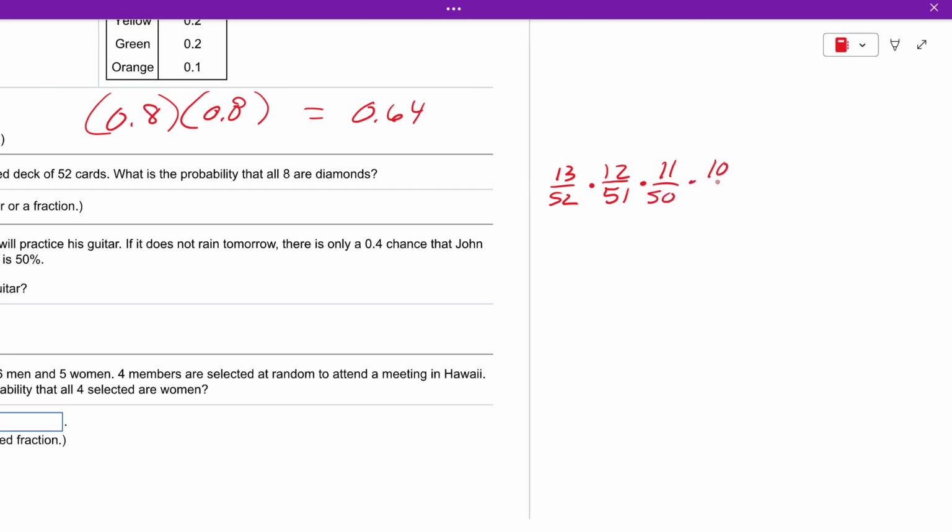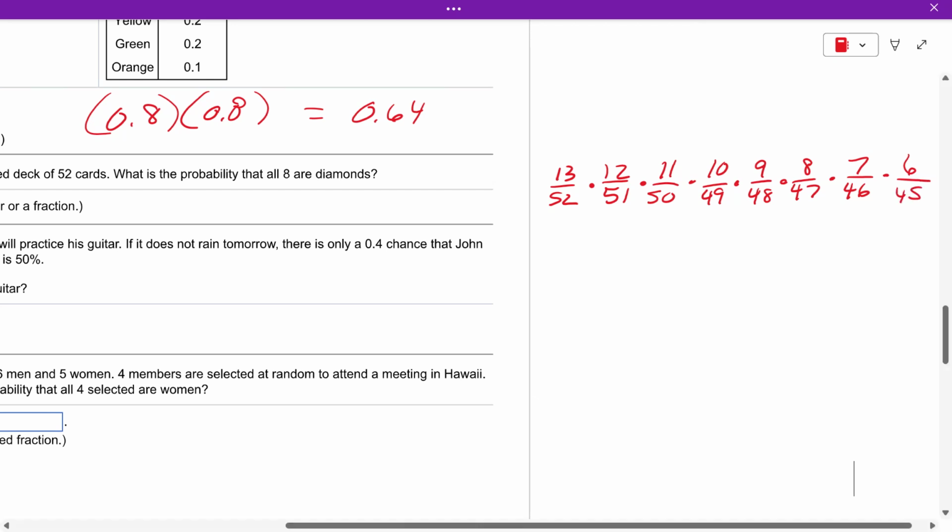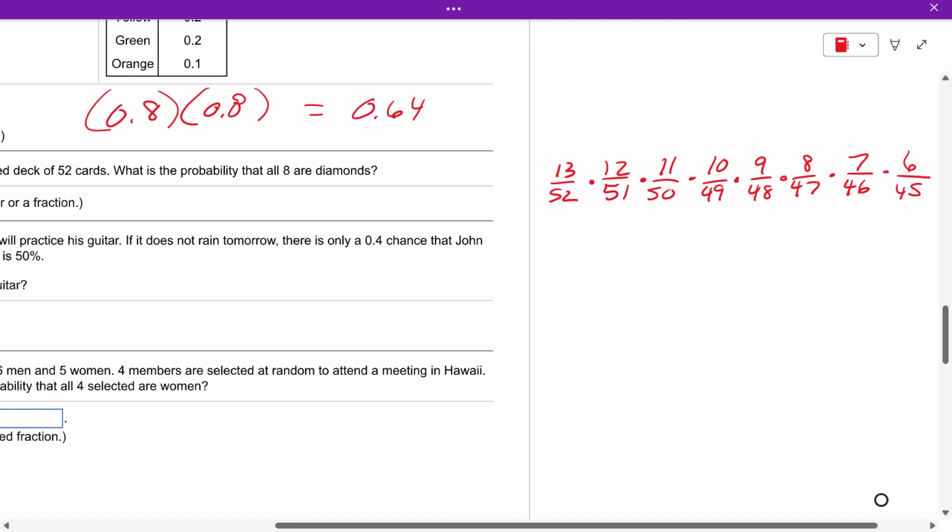Then a 10 out of 49. Then a 9 out of 48. Then an 8 out of 47. Then a 7 out of 46. And is that 8? 1, 2, 3, 4, 5, 6, 7. Then a 6 out of 45. Okay? So, we got to reduce this.